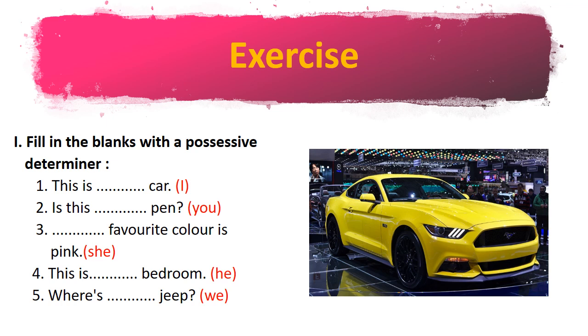Number 2, is this dash pen? So you change this you into possessive adjective. Number 3, dash favorite color is pink. Now in bracket she is there. Now you have to use the possessive adjective for she here. This is dash bedroom. So the subject is he. Accordingly you provide the adjective. Number 5, wears dash jean. And the possessive pronoun here is we. So I hope you will be able to do it.